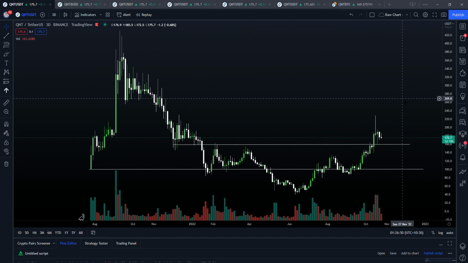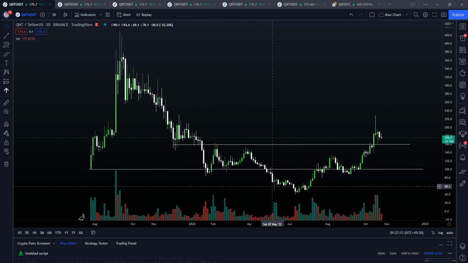We're going to delve into QNT token, starting off on the 3-day chart. I am anticipating a retest of this 160 support area. We found resistance here back in February of this year. We tested it once here, came for a retest here, traded underneath it for the majority of the year.